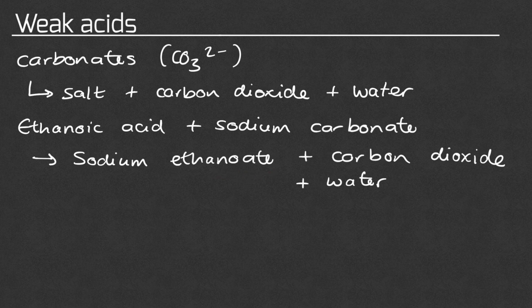So ethanoate is the salt you'd get from ethanoic acid. So we've got the metal of sodium, so it would form sodium ethanoate. If we had methanoic acid, for example, that would be sodium methanoate. If it was propanoic acid, it would be sodium propanoate.